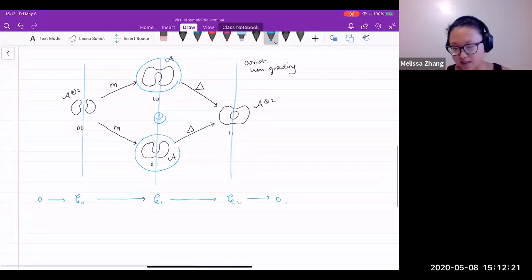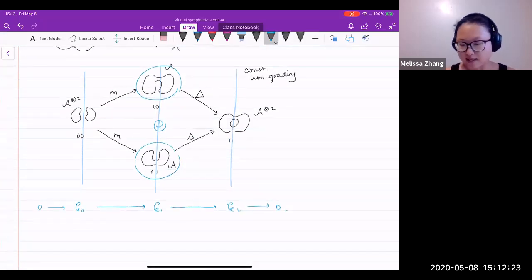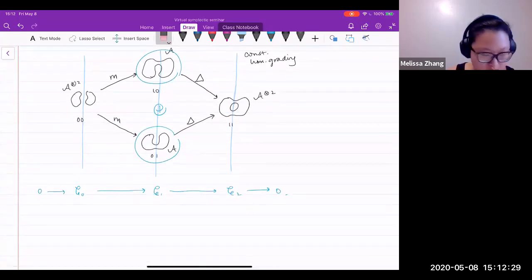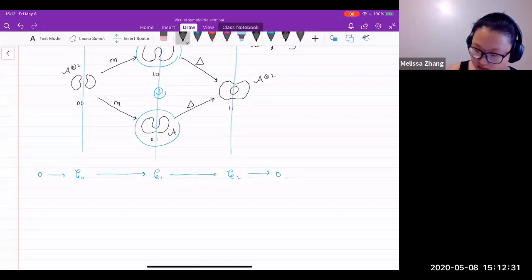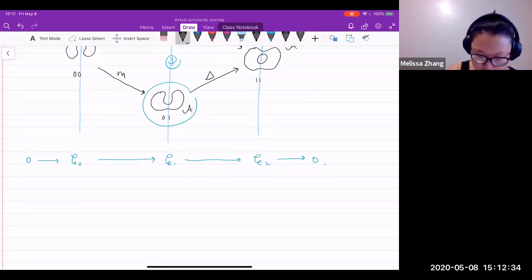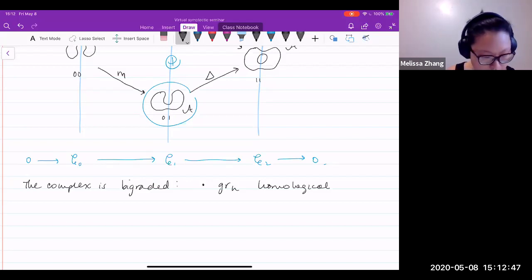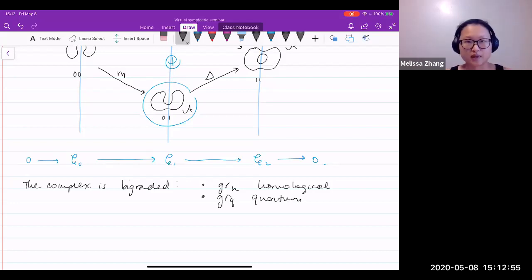I kind of didn't talk about the fact that the faces actually commute, so you might want to add some signs depending on how you want to compute your homology. But the point here is that this whole complex is bigraded. There's the homological grading, and then there's the quantum grading, which allows you to extract this extra information, which gives you the Jones polynomial back.